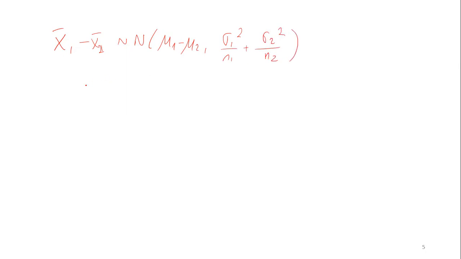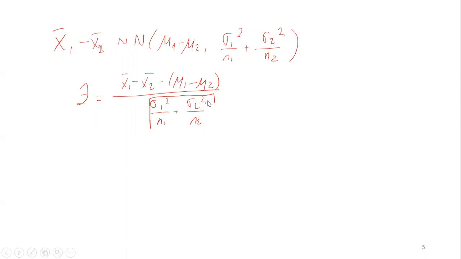Which means this is approximately standard normal: x1 bar minus x2 bar minus (mu1 minus mu2), divided by the square root of sigma 1 squared divided by n1 plus sigma 2 squared divided by n2.